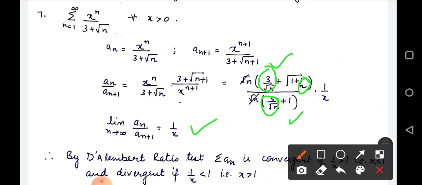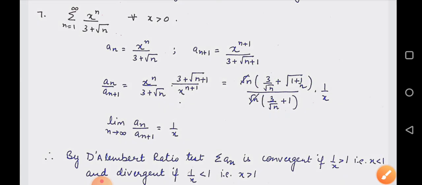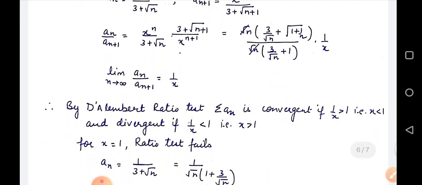So by D'Alembert ratio test, summation an is convergent whenever 1 by x is greater than 1, that is x is less than 1, and divergent whenever 1 by x is less than 1, that is x is greater than 1. For x equal to 1, ratio test fails. So immediately let us see what is an.